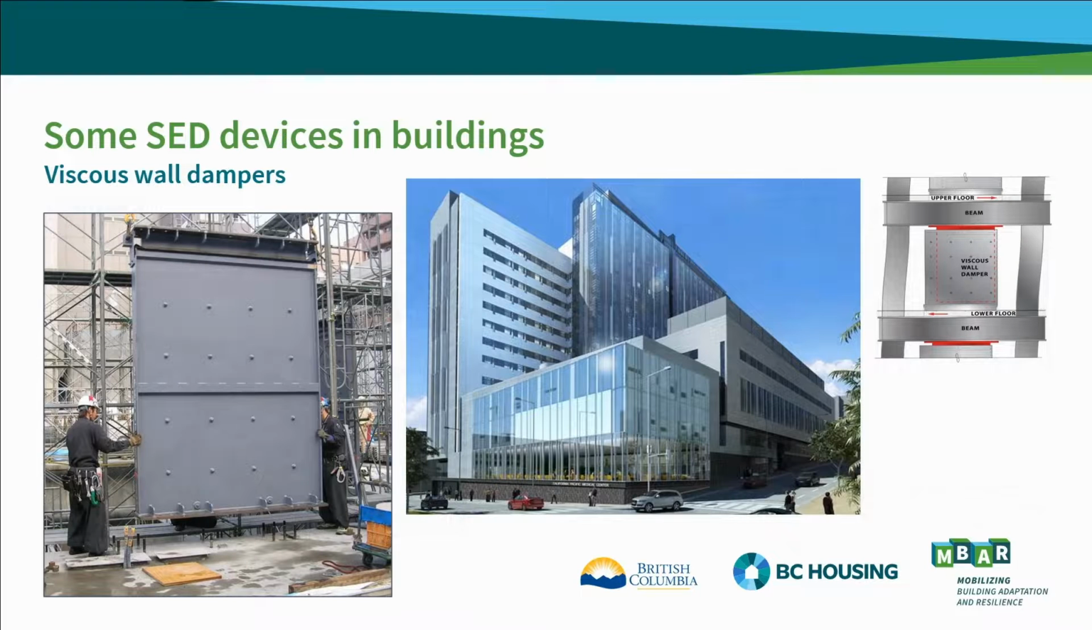Viscous wall dampers. This is where a steel plate is inserted inside a steel box. So in the image on the left, the top plate is connected to the upper floor, the box is connected to the lower floor, and there's a very viscous fluid in between them. And as the plate inside the box moves back and forth, left to right, the earthquake's energy is dissipated through heating up of that viscous fluid. And this has been used in a very large hospital in San Francisco recently.